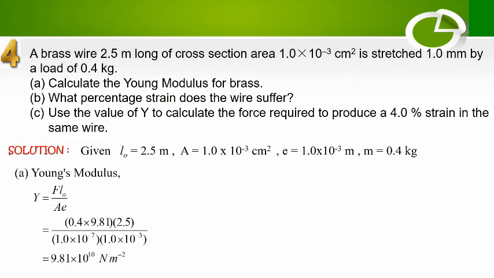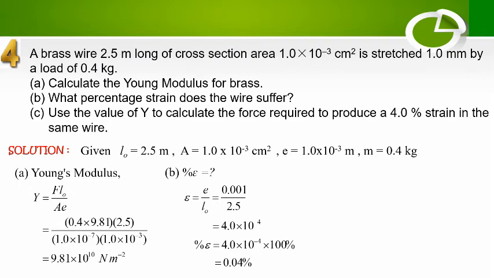For question number 4, a brass wire 2.5 meters long of cross-section area of 1 times 10 power of negative 3 cm square is stretched 1 mm by a load of 0.4 kg. First, we need to calculate the Young modulus for the brass. To calculate the Young modulus, we use the Young modulus equation, which is equal to F L naught over A E. We substitute the value in the equation and we get the Young modulus, which is equal to 9.81 times 10 power of 10 Newton per meter square.